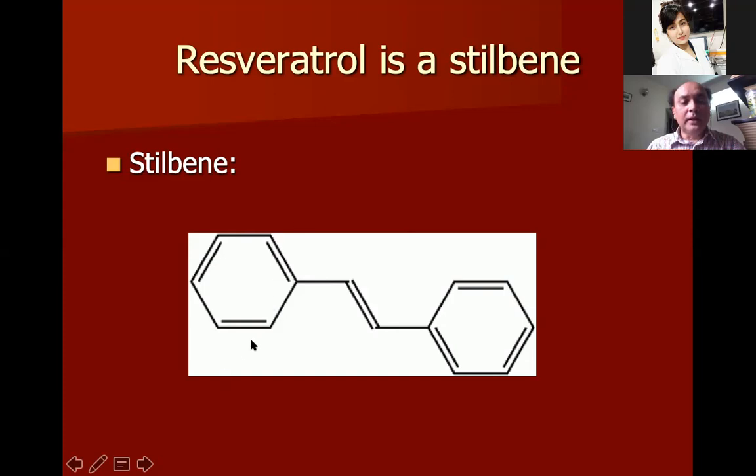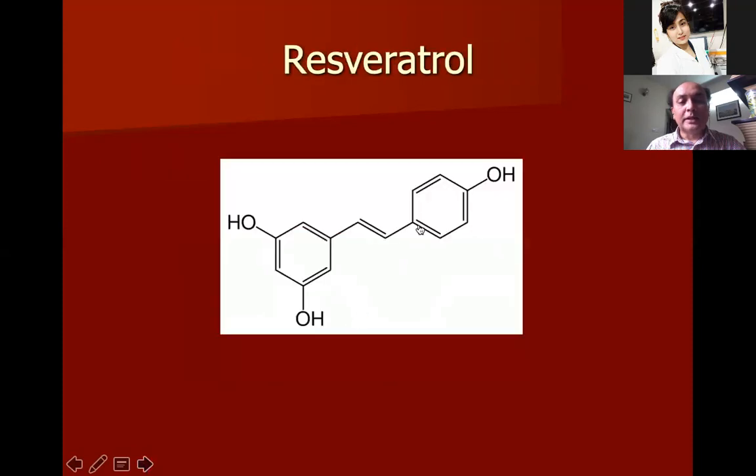And this skeleton is present in resveratrol. Here you see C6, here C6, and here is the C2. Resveratrol contains three phenolic groups, and there is unsaturation here also. So this compound is a very powerful antioxidant compound.